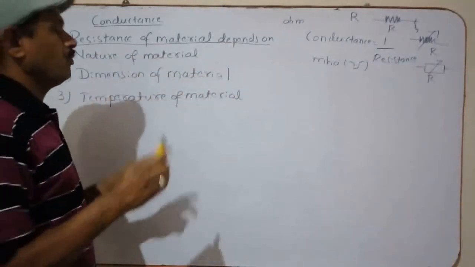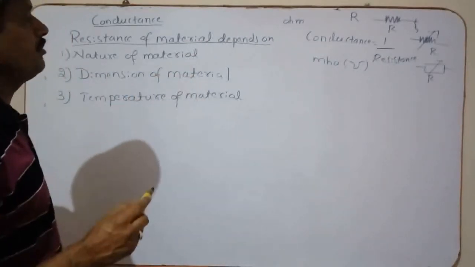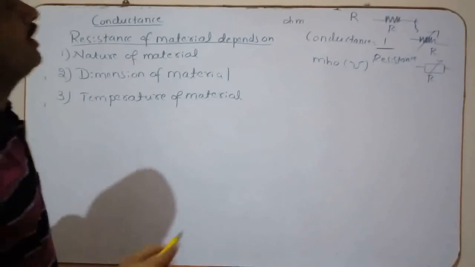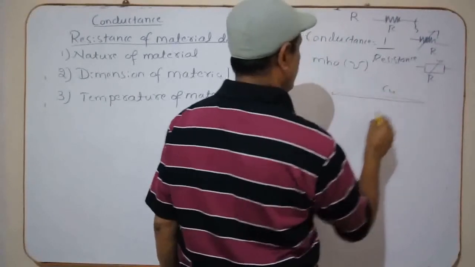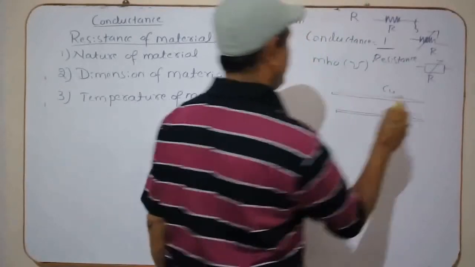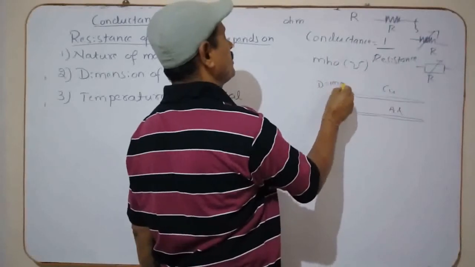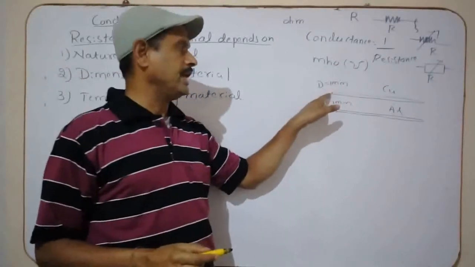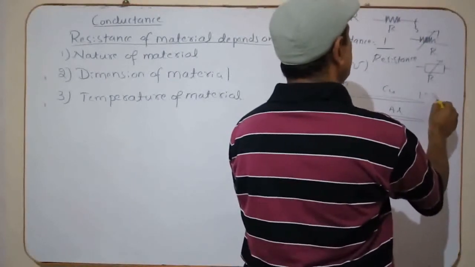Then, resistance of the material depends upon what factors? First, it depends upon the nature of the material. Now what is the nature of the material? Suppose this is a copper wire, and another one is an aluminum wire. Both have a diameter of 1 millimeter, and the length is 2 meter.